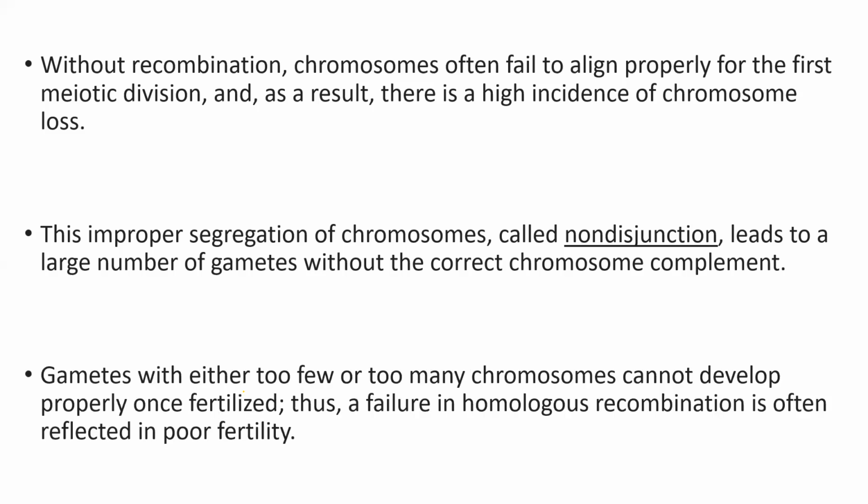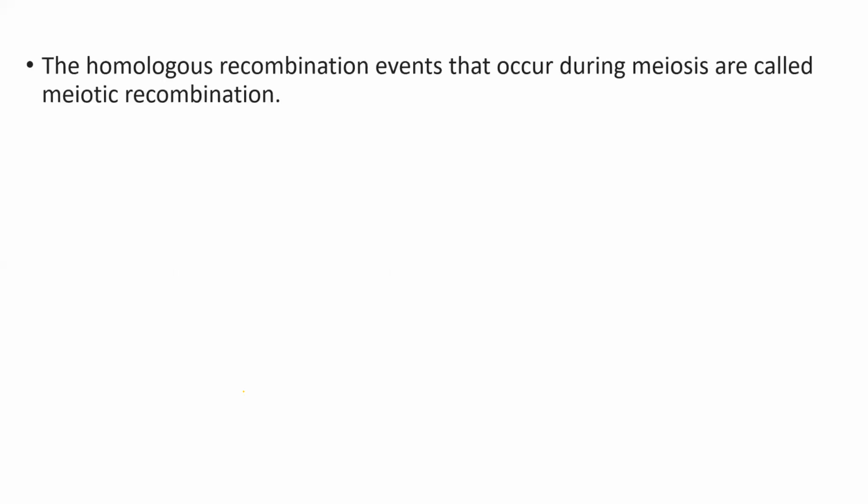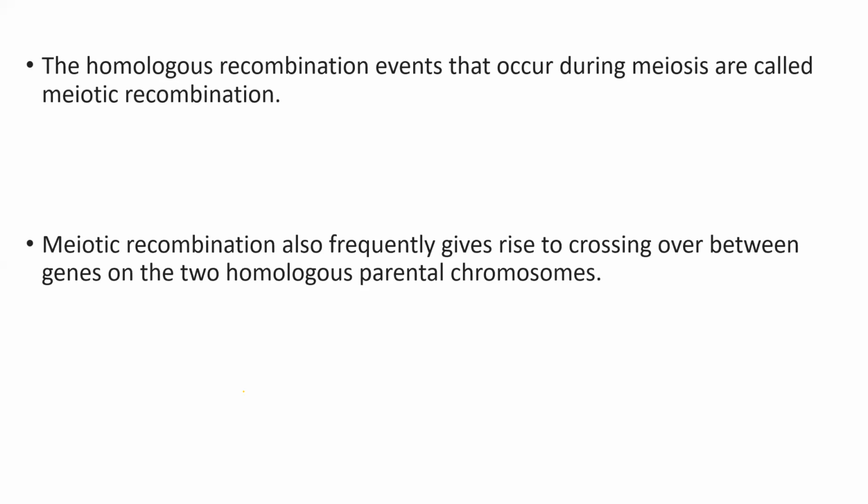Gametes with either too few or too many chromosomes, that is an abnormal number, cannot develop properly once fertilized. Thus, a failure in homologous recombination is often reflected in poor fertility. The homologous recombination events that occur during meiosis are called meiotic recombination. Meiotic recombination also frequently gives rise to crossing over between genes on the 2 homologous parental chromosomes, which we have seen just now in the diagram.